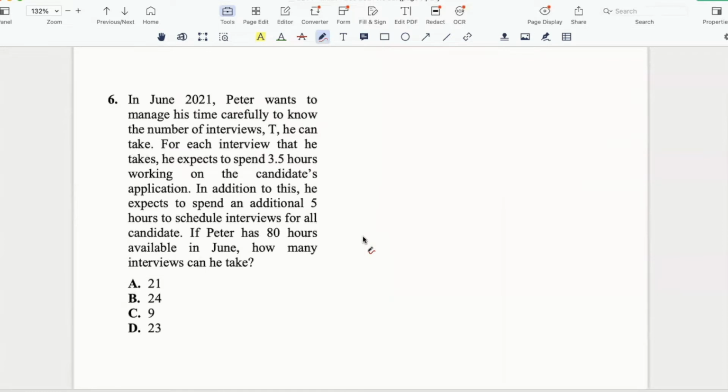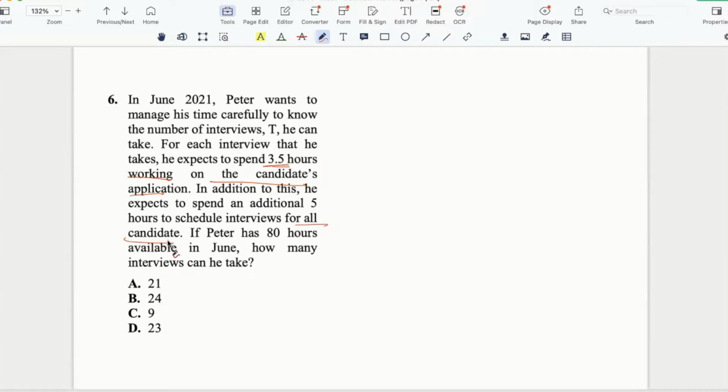In June 2021, Peter wants to manage his time carefully to know the number of interviews he can take. For each interview that he takes, he expects to spend 3.5 hours working on the candidate's application. In addition to this, he expects to spend an additional 5 hours to schedule interviews for all candidates. If Peter has 80 hours available, how many interviews can he take?